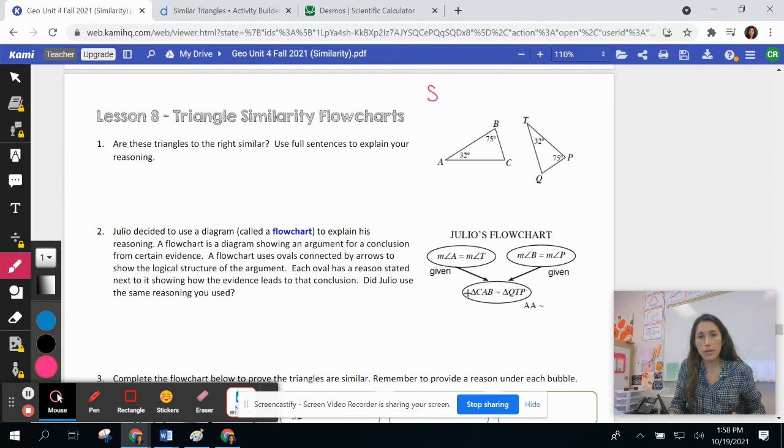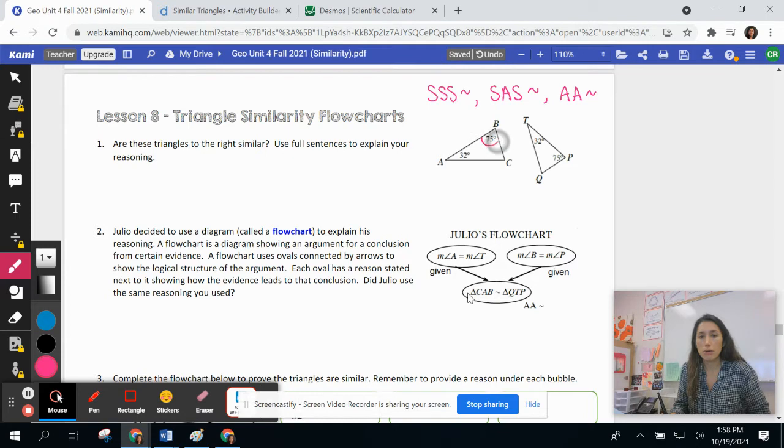Remember the three ways to prove triangles are similar. We can have three sets of sides that all divide and give the same ratios, side, side, side. We can have side, angle, side, two sets of sides with an angle in between. And we can have angle, angle, side similarity. I'm sorry, angle, angle similarity, rather, just two angles. Okay. So we're looking at, are these triangles here at the right similar? And we're going to explain our reasoning here.